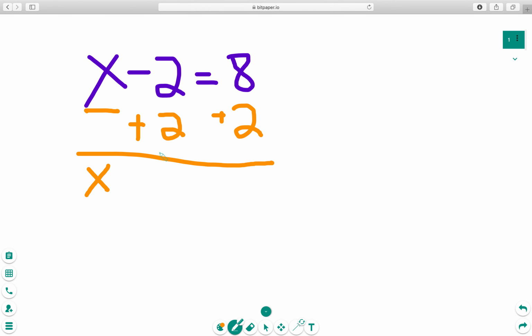So we're going to have x again. Negative 2 plus 2 is going to be 0. Equals 8 plus 2 is 10. So we have x is equal to 10.